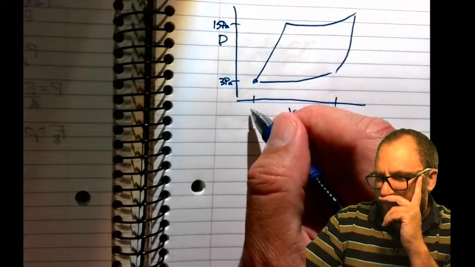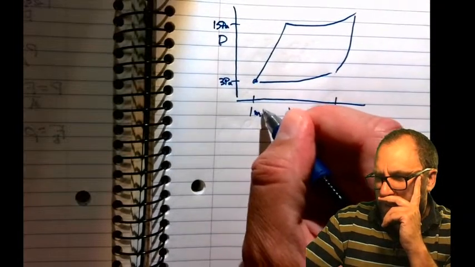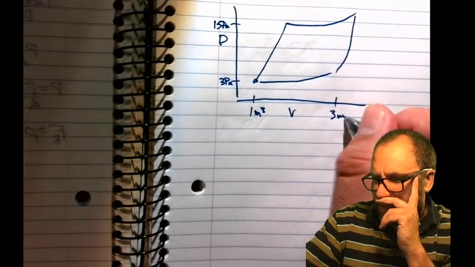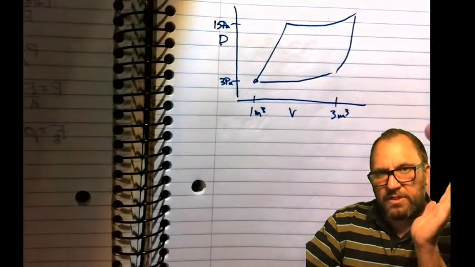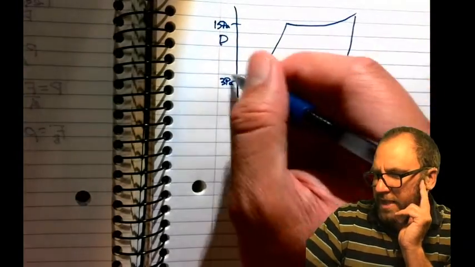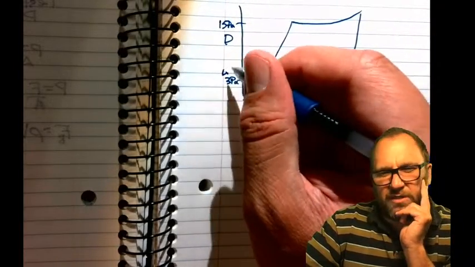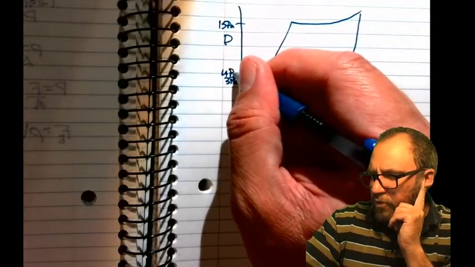All right, so we go from, say, 1 meter cubed up here to, let's say, 3 meters cubed. And again, I'm just totally making these numbers up on the fly, so I have no idea how this will turn out. It'll turn out good, don't worry. Okay, so here we go up to 4 pascals.